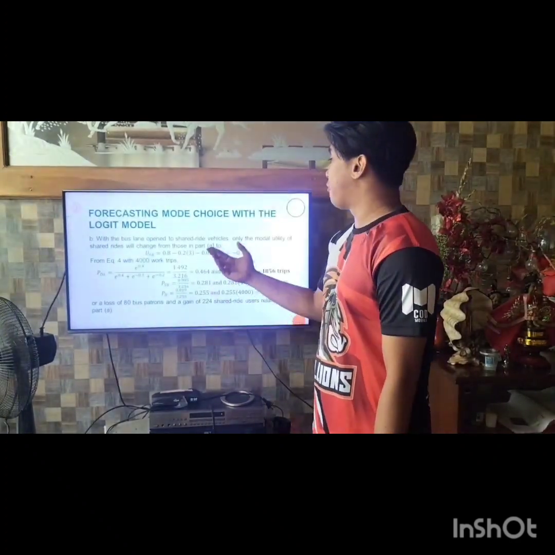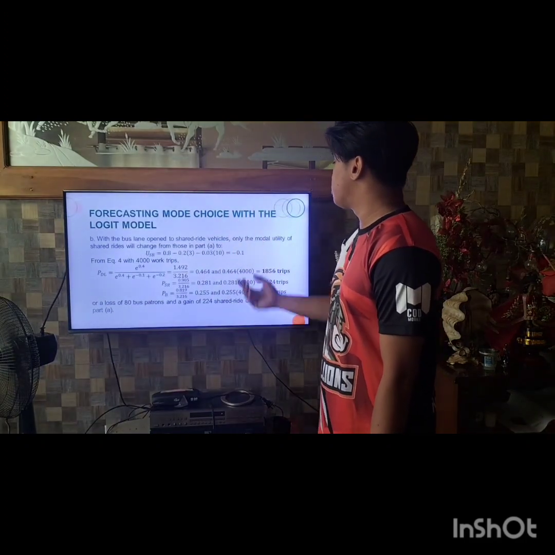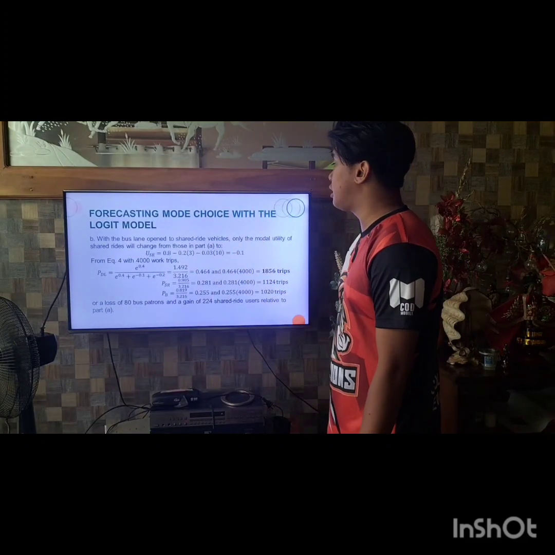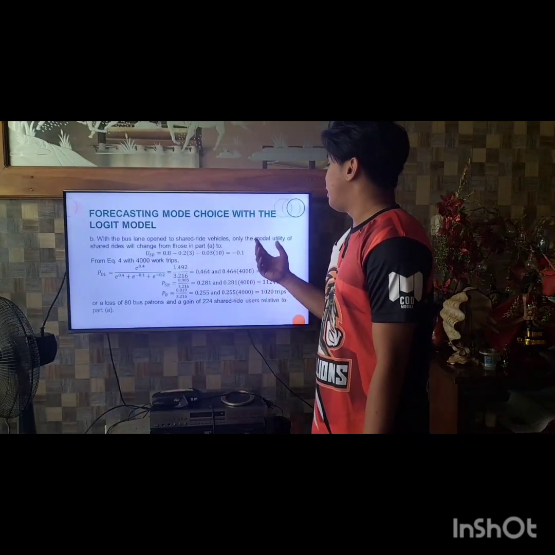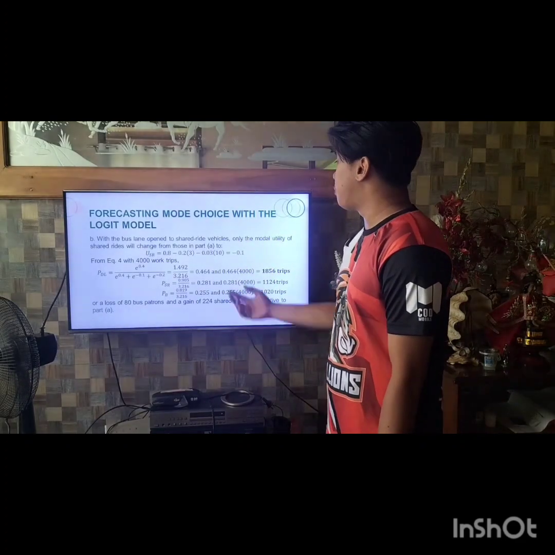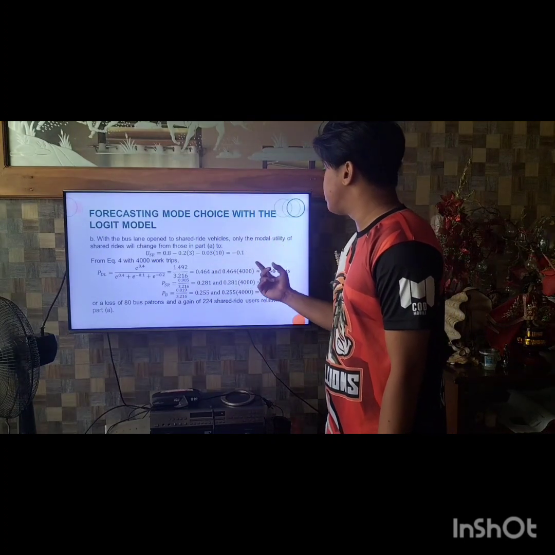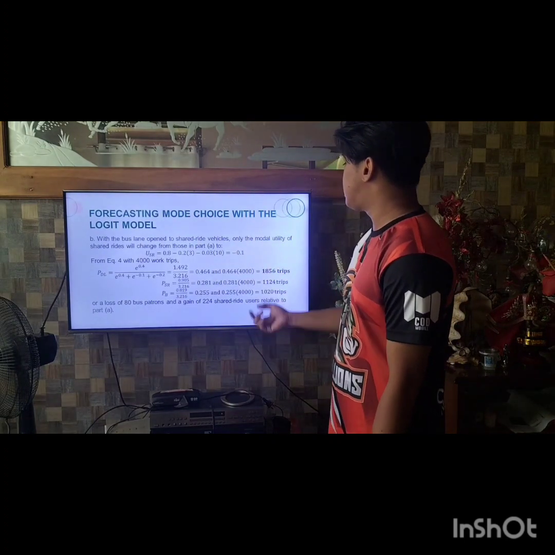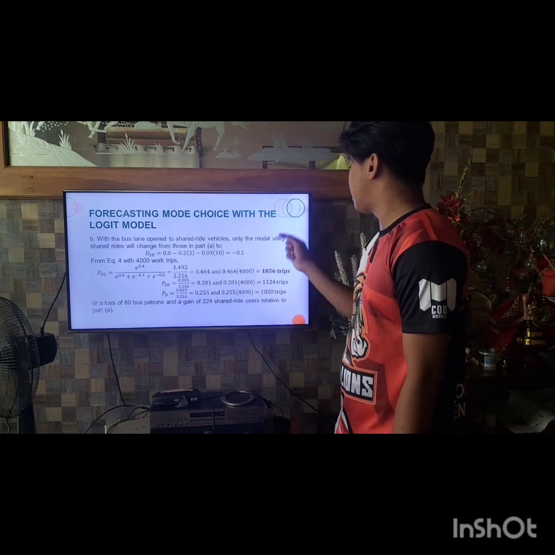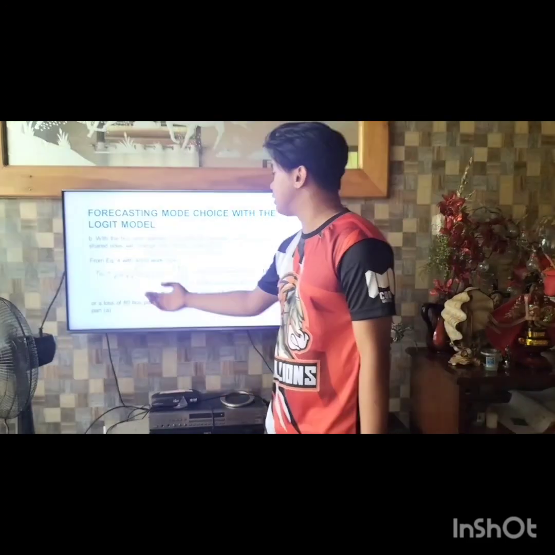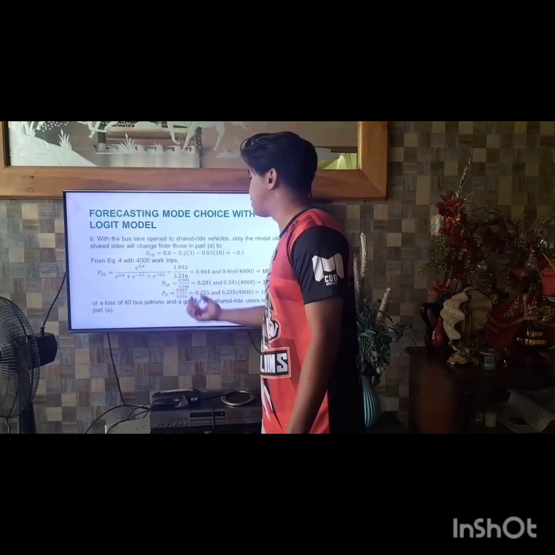Part B. With the right bus lanes open to shared ride vehicles, only the modal utility of shared rides will change from that in part A. U sub SR is equal to 0.8 minus 0.2 times 3 minus 0.03 times 10, which is equal to negative 0.1, from equation 4 with 4,000 work trips.